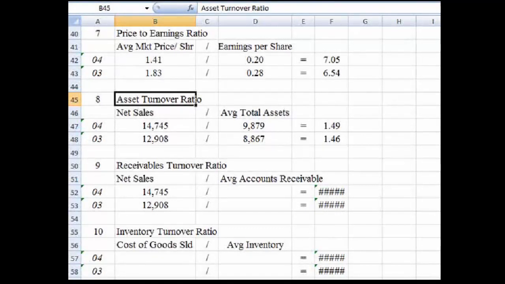The interesting thing about this ratio is that we have already looked at net sales, so those numbers are filled in, and we've already looked at average total assets, so those numbers are filled in. We have nothing to do on this particular ratio except look at the results. The 1.49 for year 2004 says that sales are 1.5 times the value of the assets of the company. In 03, the ratio was a little less, but I would take that as a good sign.